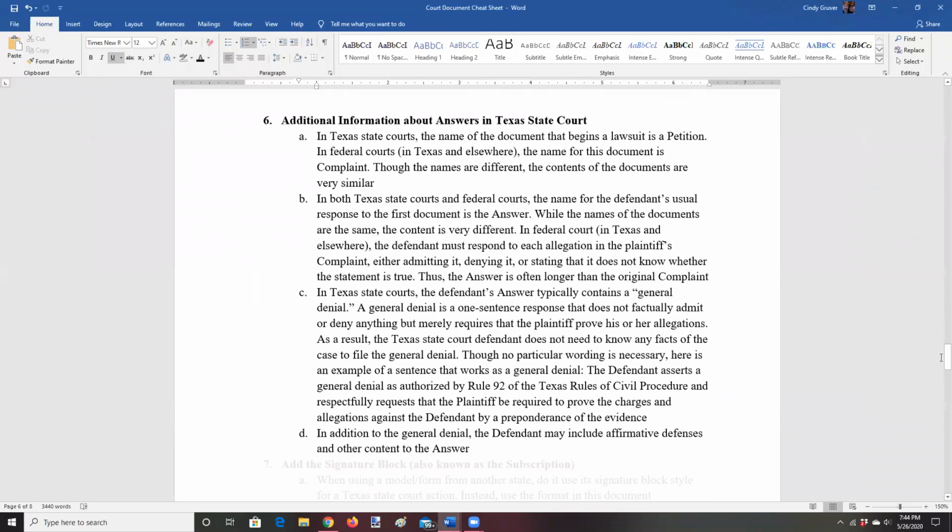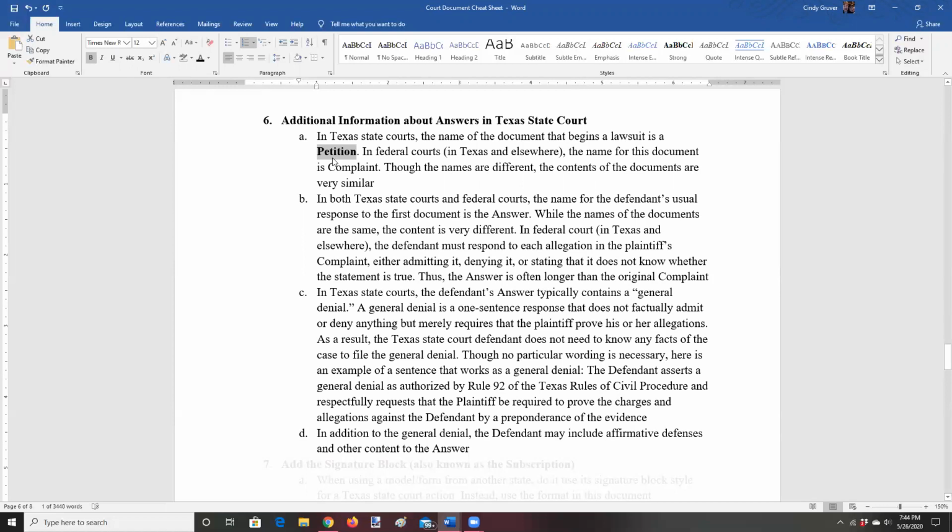Okay, so now we're going to talk about a particular document that is important to know how to format. And this is an answer. So let's first of all talk about a little bit of terminology here. The first document that's filed in a Texas state court we call a petition. This is filed by the plaintiff. And this name makes sense because the plaintiff is requesting something, right? I mean, you wouldn't be filing a lawsuit if you didn't want the court to do something. So you are petitioning or requesting that the court do something. So the name makes sense.